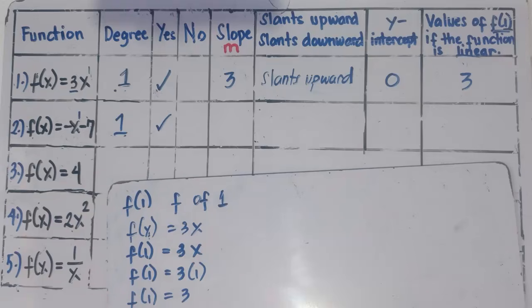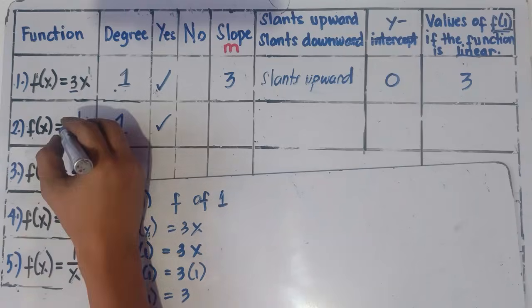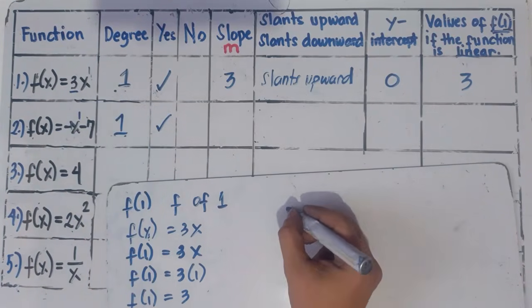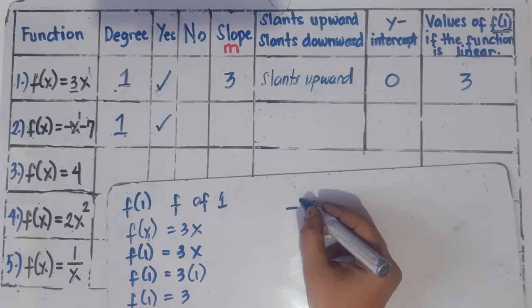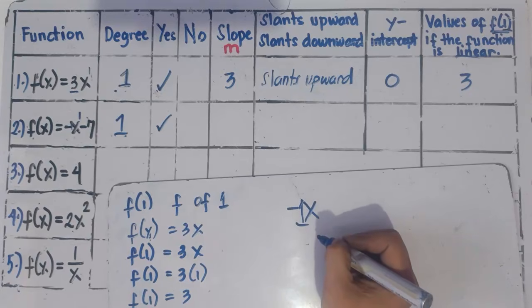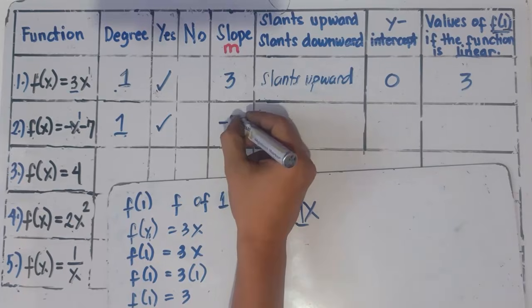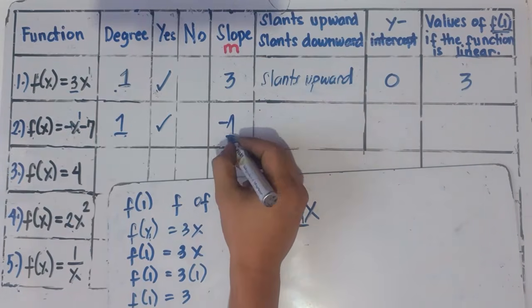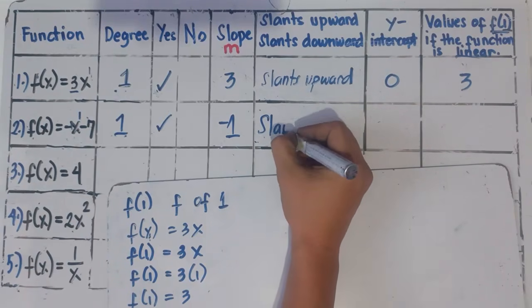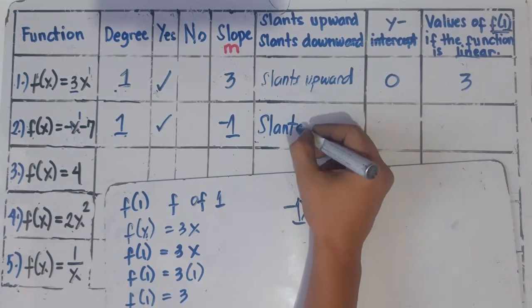The slope, what would be the slope, class? That's correct, that would be negative 1. Once again, class, understood that there's 1 right here. If you have negative x, understood that there's 1 before x. So therefore, the slope is negative 1. Now, if the slope is negative, that would be slants downward. So slants downward.